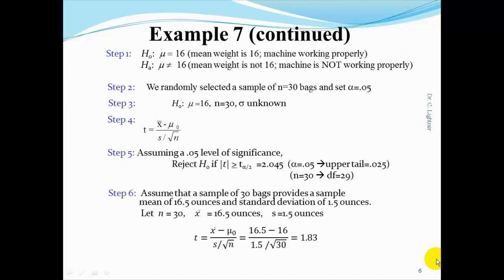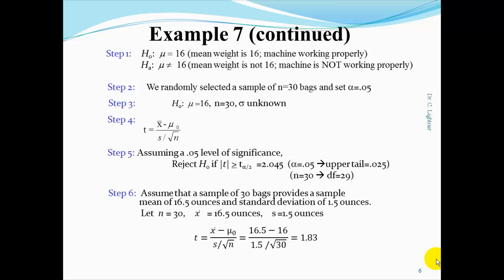In step 1, we list our hypotheses for this problem. Our null hypothesis is the mean weight is equal to 16 and the machine is working properly. Our alternative hypothesis is the mean weight is not 16 and the machine is not working properly. In step 2, we should go out and collect a sample of items in order to test our hypotheses. We should also list our sample size, which is n equals 30, and our level of significance, which is alpha equals 0.05.